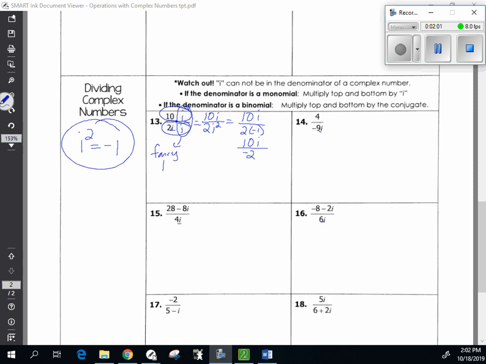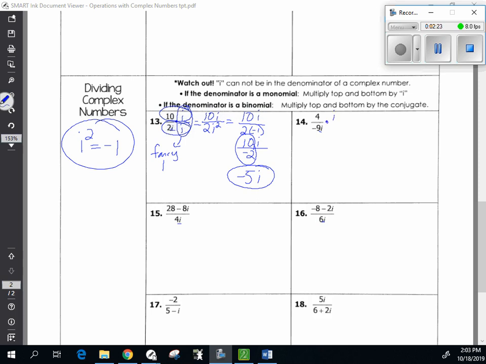Now you could stop there, but you want to see, can each part be divided by my denominator? Does 2 go into 10? Yes, 2 goes into 10, -5 times. So this becomes -5, and we just have our i. That's our final answer, -5i. Okay? So we'll do number 14.